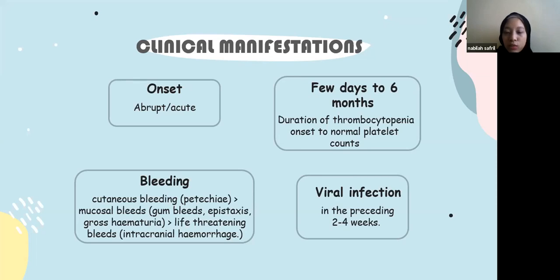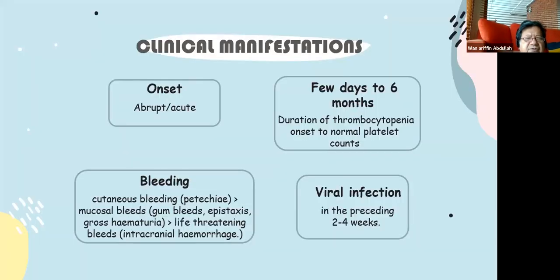Also, the patient may present with viral infections in the preceding 2 to 4 weeks, for example, by cytomegalovirus or varicella zoster virus. Okay, in real life, usually you don't get the history of viral infection, even though you mentioned just now 40-50% will have previous infection. But if you ask the mother whether there was any fever 2 or 3 weeks before, usually they do not remember, because even mild infection can precipitate it.